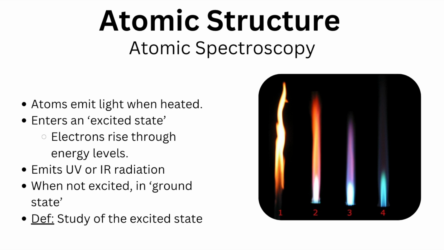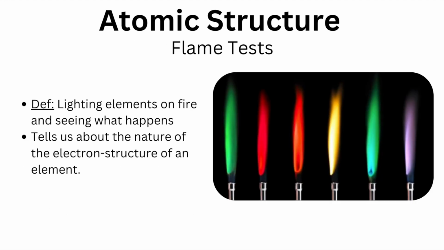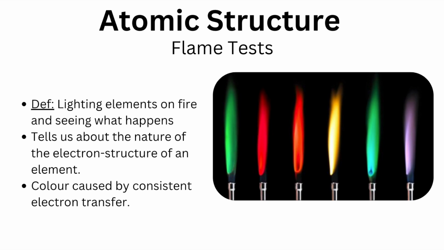Flame tests. By lighting a flame to different elements, we can see what properties they convey upon going from ground to excited state. These can be distinctive colors because light is being emitted at a constant frequency due to the consistent electron transition of the atom.